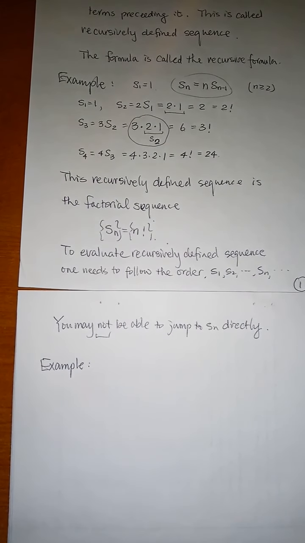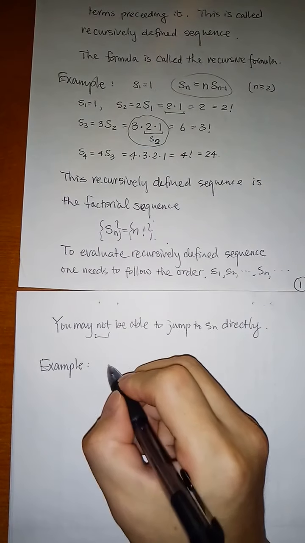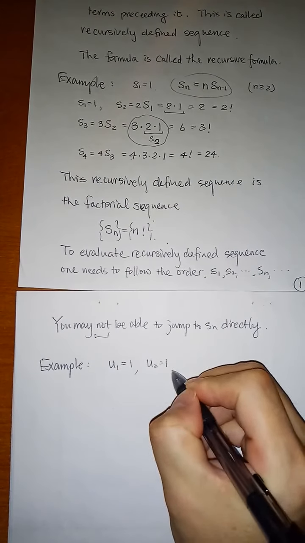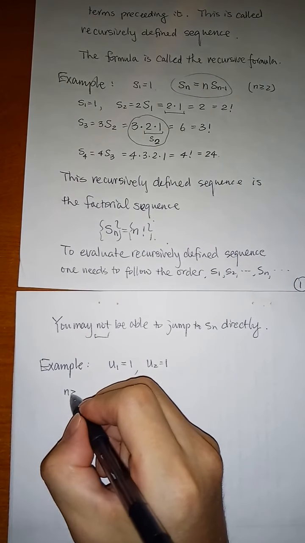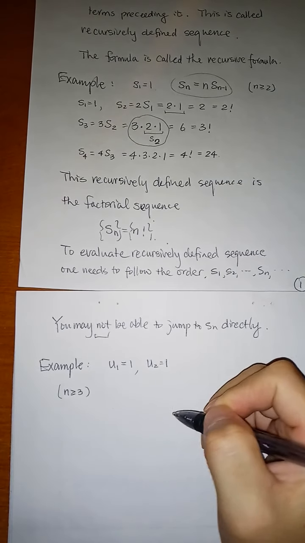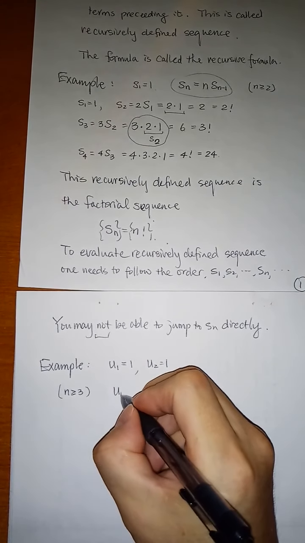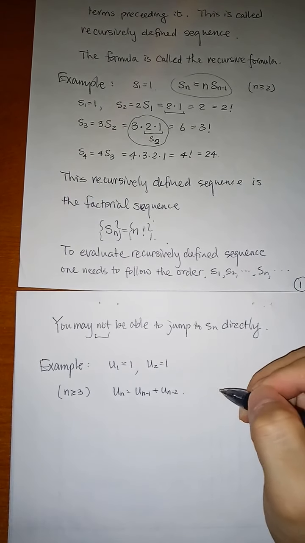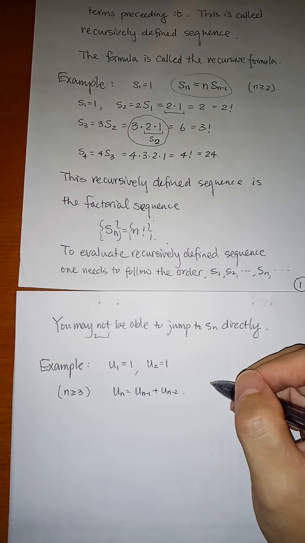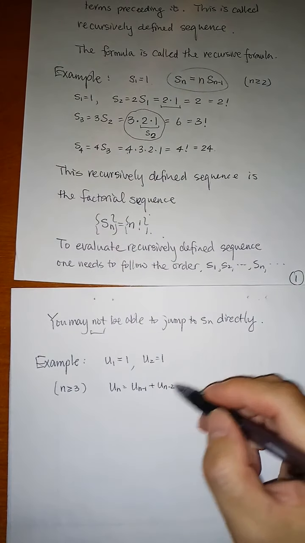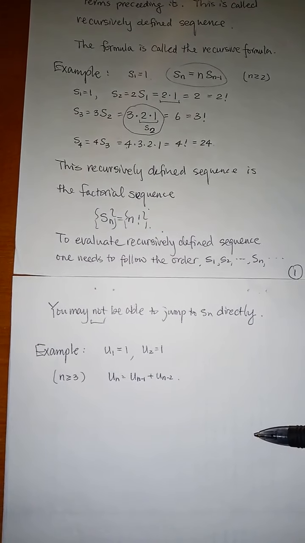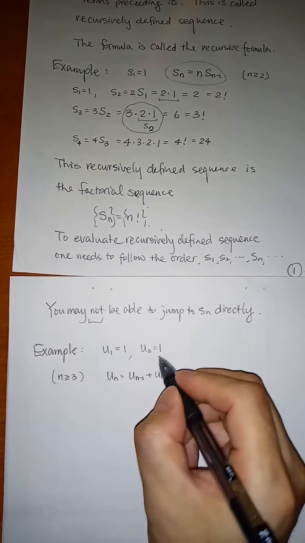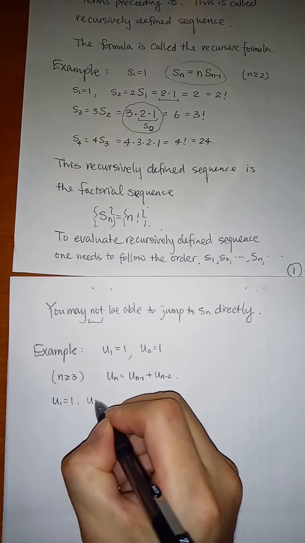Let's see another one. Another one is the following. We define U1 as 1, U2 also 1. And when n is greater than or equal to 3, starting from the third term, Un is Un minus 1 plus Un minus 2. Okay, so let's try it. This is a recursively defined sequence. We just try to do the evaluation. U1 is 1, U2 is 1.